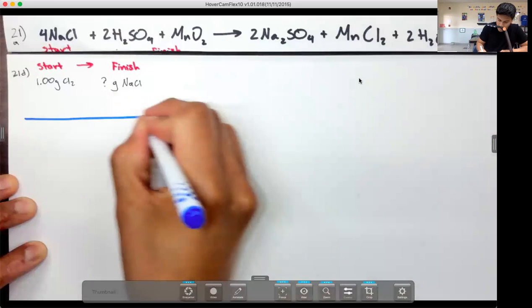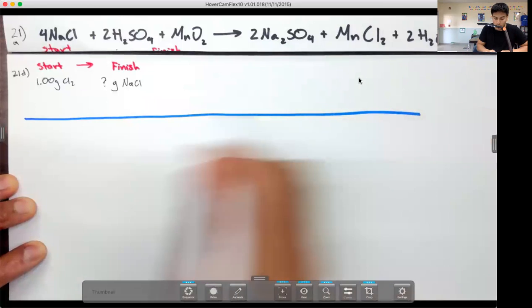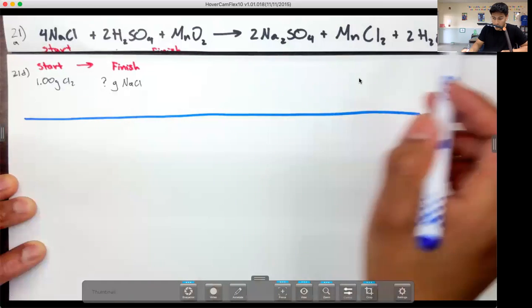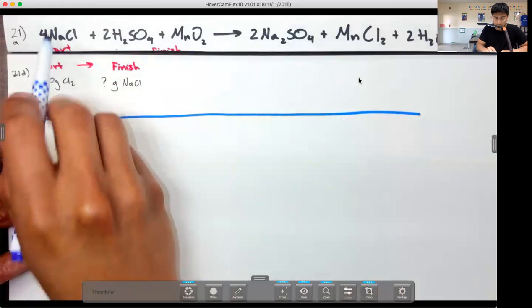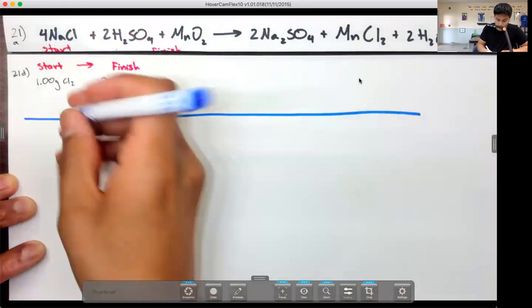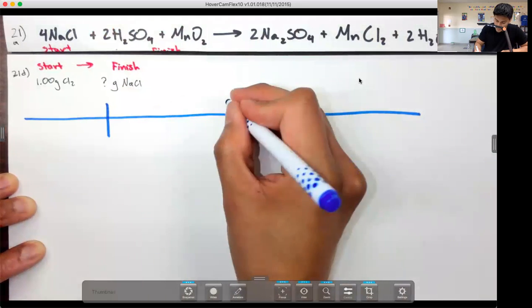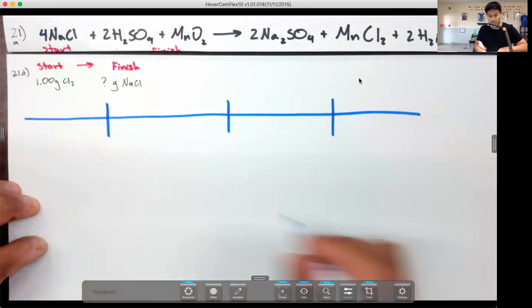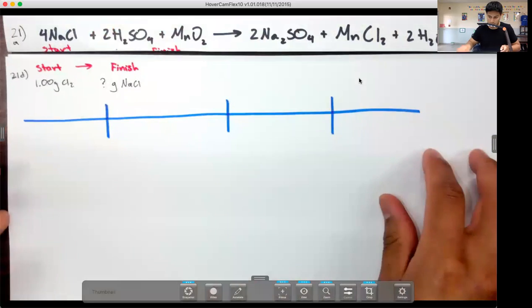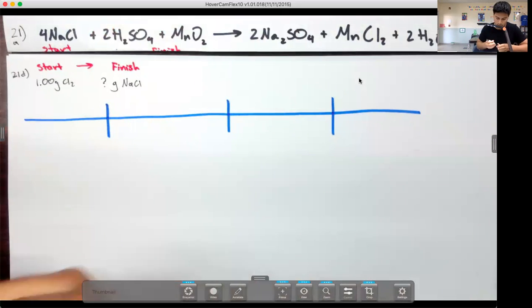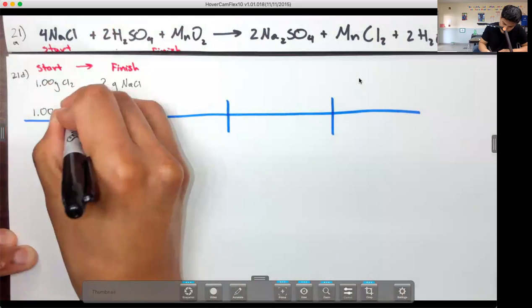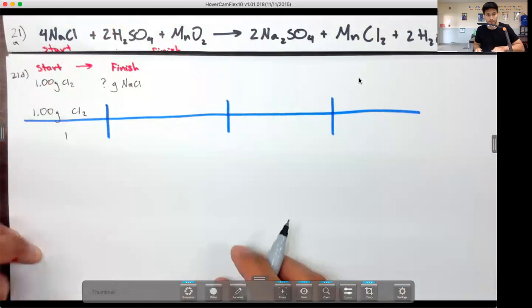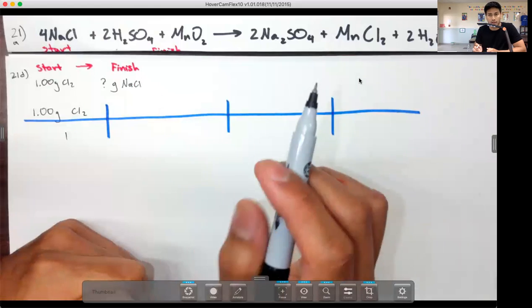So we're gonna just make that bridge, right? We know we're going from grams of product to grams of reactant, so we have to make that jump. Three columns here, and we start with 1 gram of Cl2 over 1. Now remember, we can't make that jump from grams.